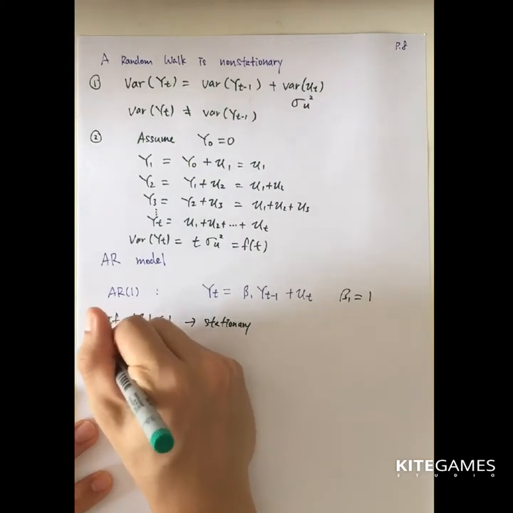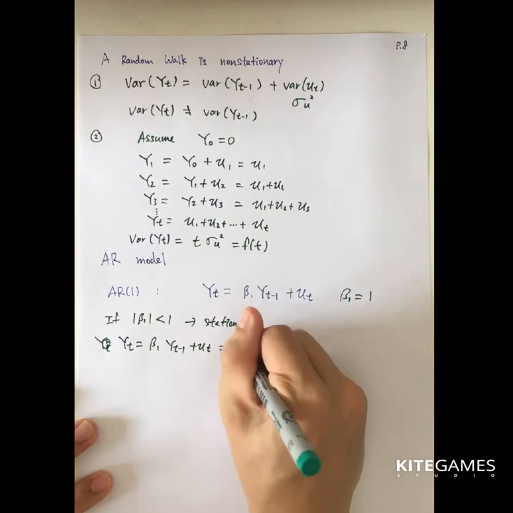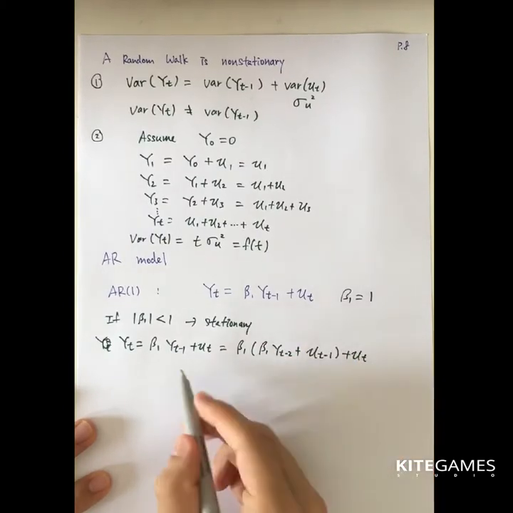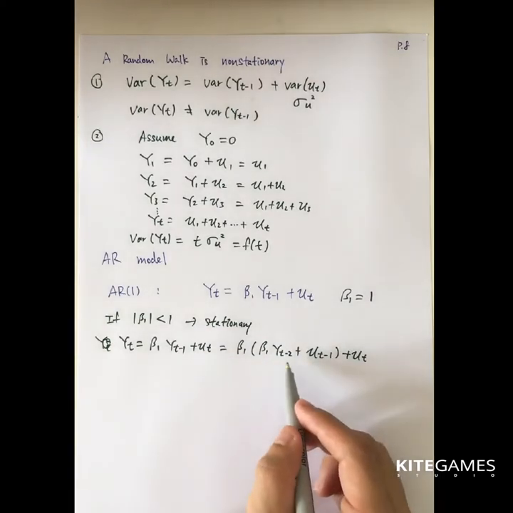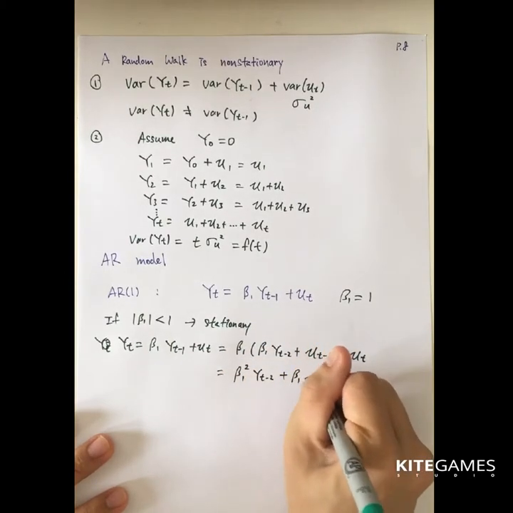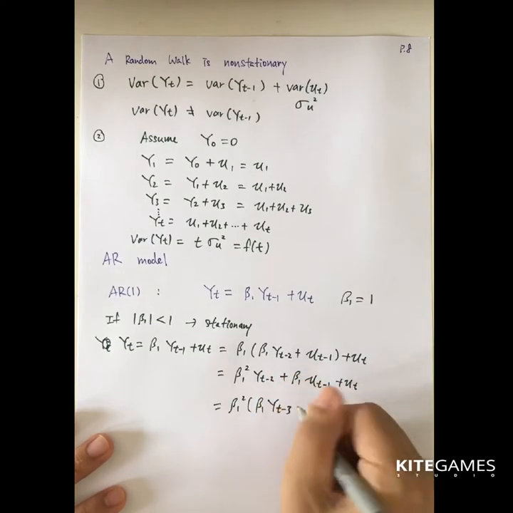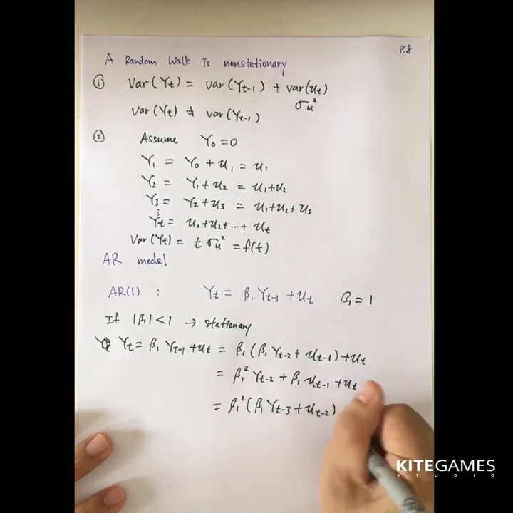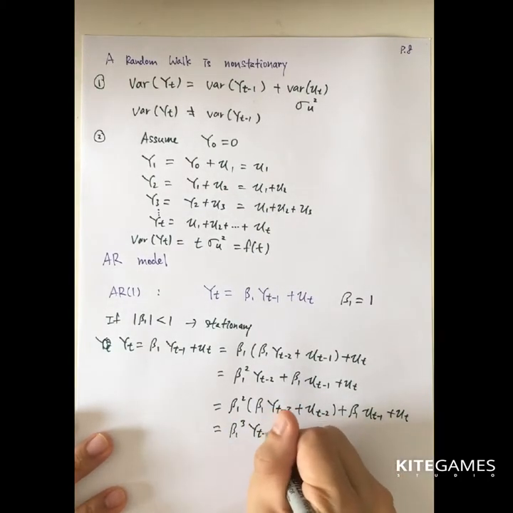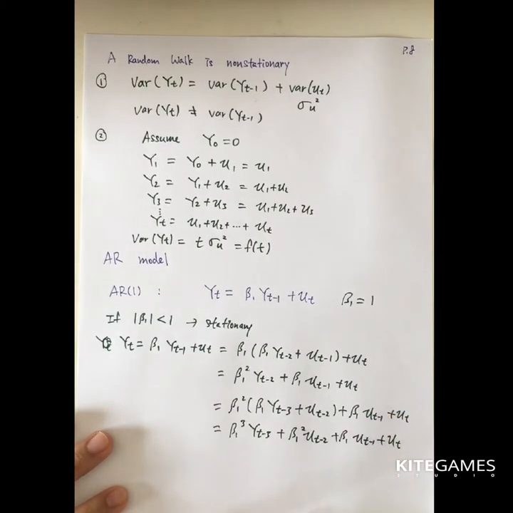So y_t equals beta 1 y_{t-1} plus u_t. This is also equal to beta 1 times (beta 1 y_{t-2} plus u_{t-1}) plus u_t. So I just replace y_{t-1} with beta 1 y_{t-2} plus u_{t-1}. Well, I will get beta 1 squared y_{t-2} plus beta 1 u_{t-1} plus u_t. Next, I will replace y_{t-2} with beta 1 y_{t-3} plus u_{t-2}, and the others I keep the same. Then I get beta 1 cubed y_{t-3} plus beta 1 squared u_{t-2} plus beta 1 u_{t-1} plus u_t. Well, I will do the same thing.